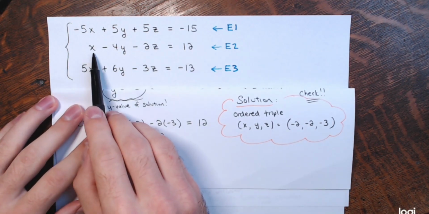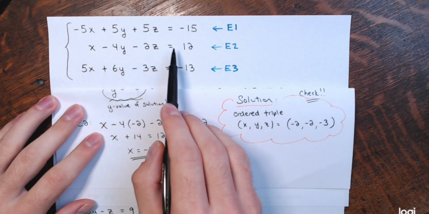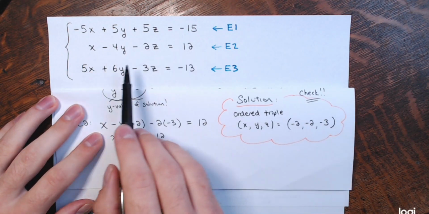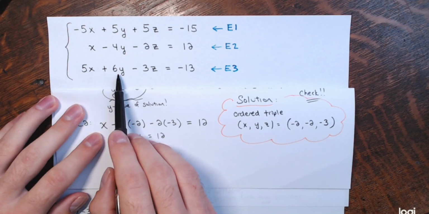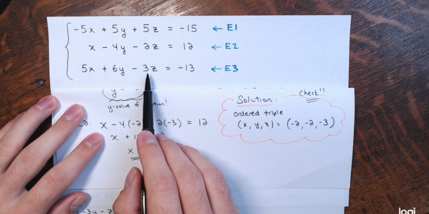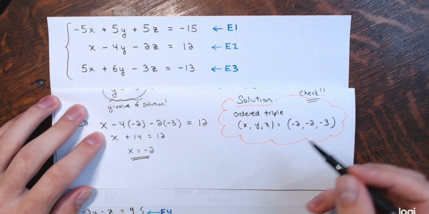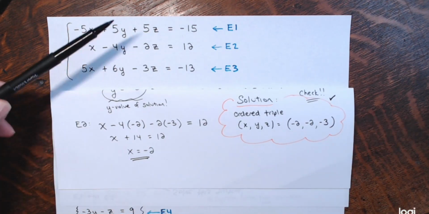Second equation, we'd have -2 plus 8 is 6, plus 6 would be 12. That's also true, the second equation. In the third equation, you'd have -10 plus -12 would be -22 plus 9. -22 plus 9 would be -13. This satisfies all 3 equations, so it is indeed a solution of the system.